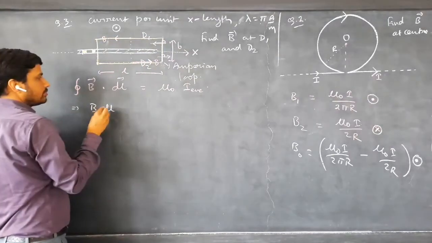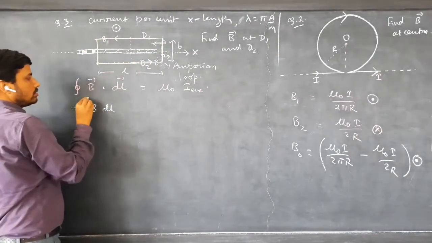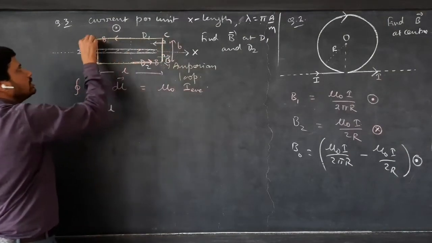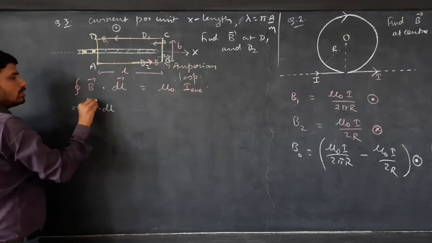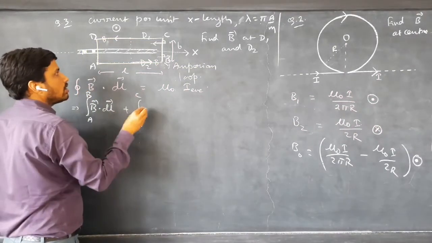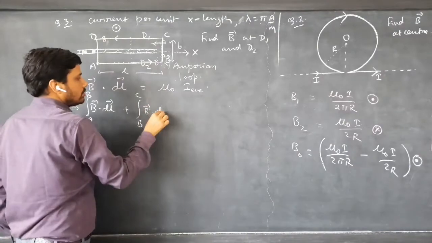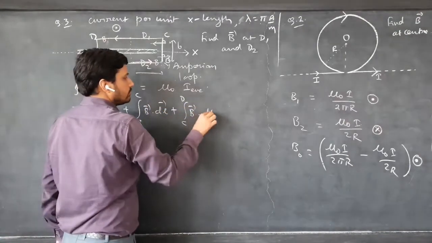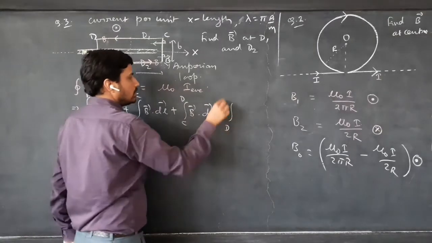So here, let me name it as A, B, C, D. So I have B dot dl from A to B, then from B to C, then from C to D, and from D to A.